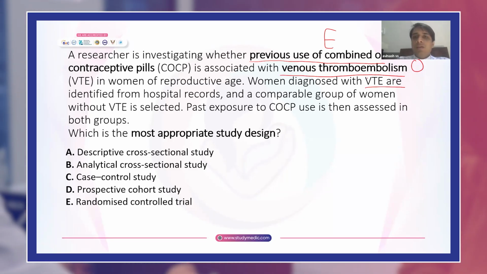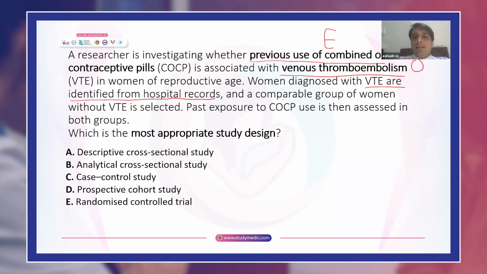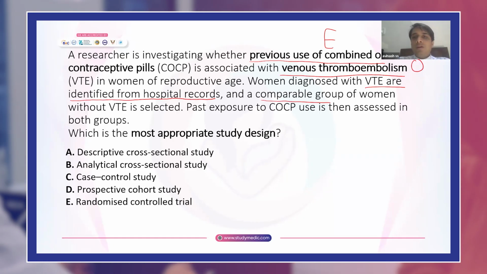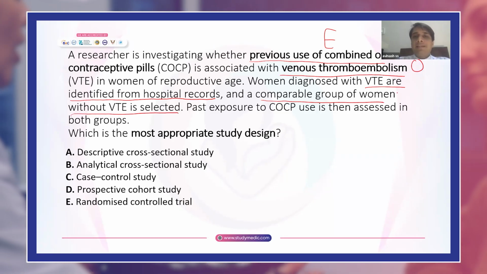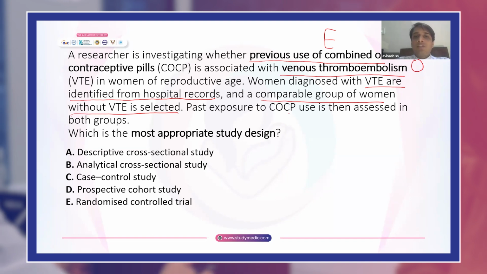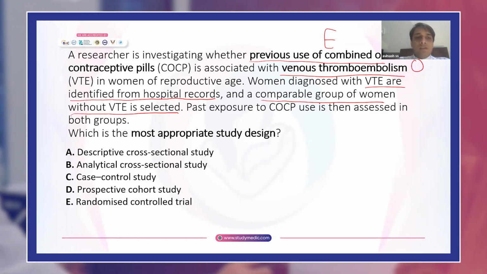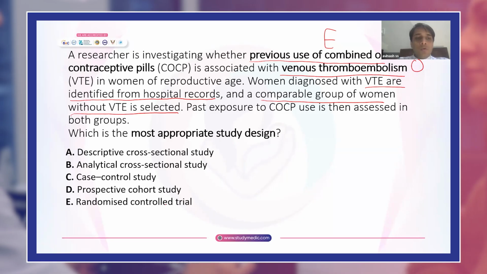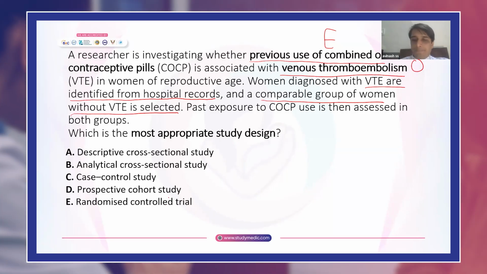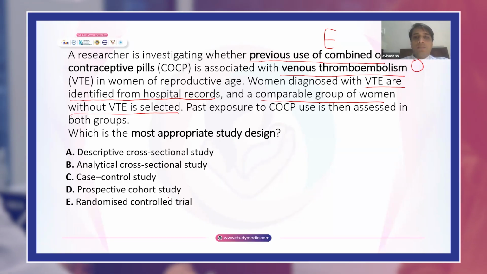We can see women with VTE are identified from the hospital records, and a comparable group of women without VTE are selected. Comparable means matched groups are selected. Past exposure to combined OCP use is assessed in them. Which is the most appropriate study design? Is it descriptive, analytical, case control, prospective cohort, or randomized control trial? Now we will see which option amongst these is true.